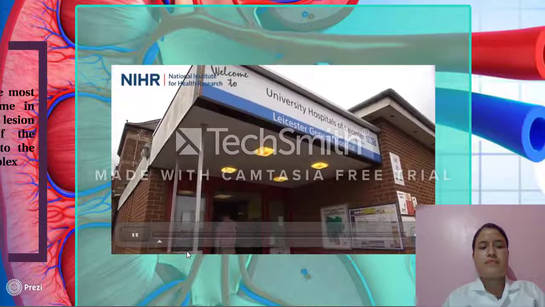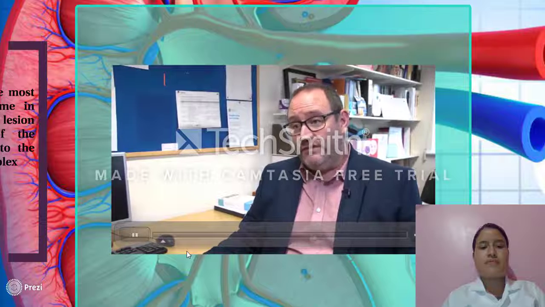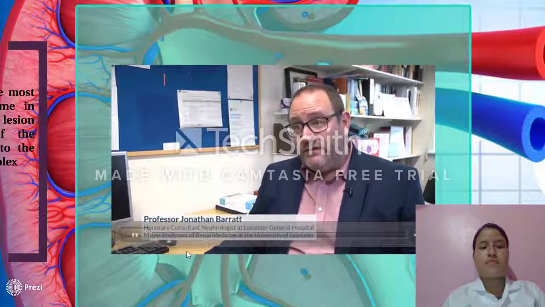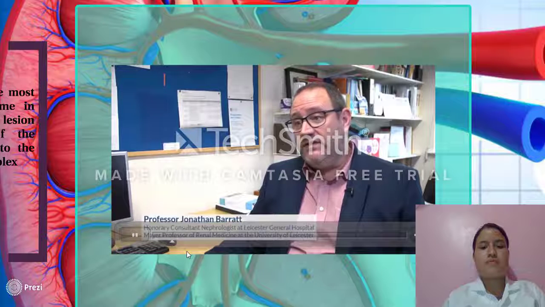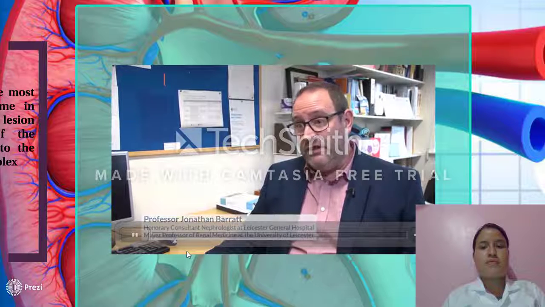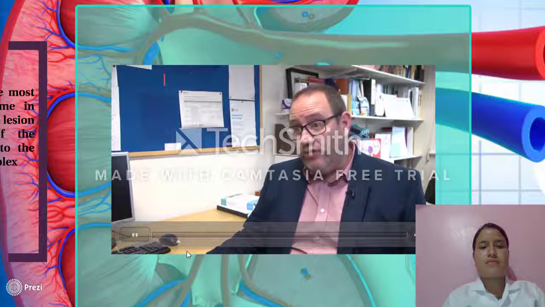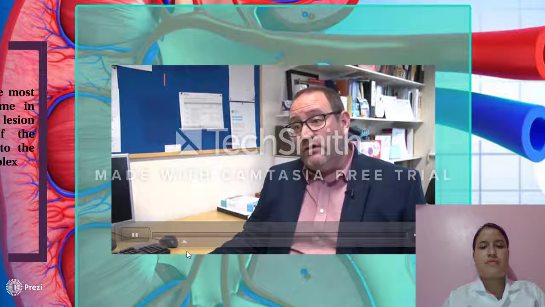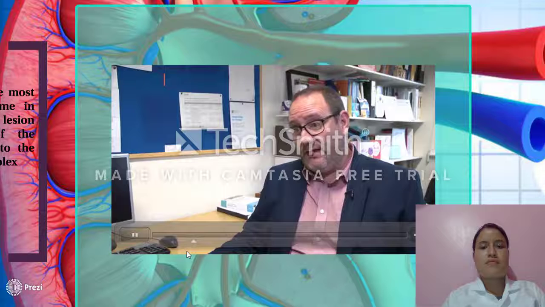So IgA nephropathy is one of the commonest causes of kidney inflammation in the world. It predominantly affects young adults, and at the moment, despite this disease being known about for the past 50 years, we have no treatment for this condition. It's a condition that can result in end-stage kidney disease, requiring young people to need dialysis or a kidney transplant.